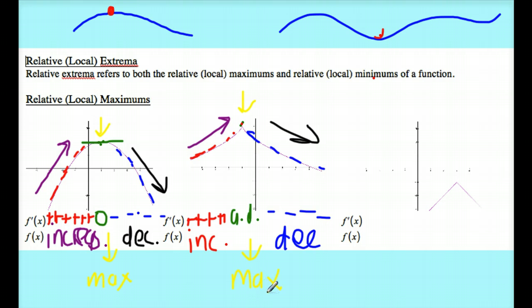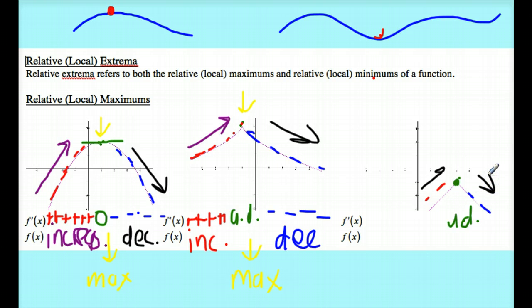So let's take a look at another graph right here. Over here, we have a sharp turn, and there is no derivative at this point. So once again, it's undefined. And if I take a look at the left side, every slope of the tangent line is going upwards, and every slope of the tangent line on this side is going downwards.